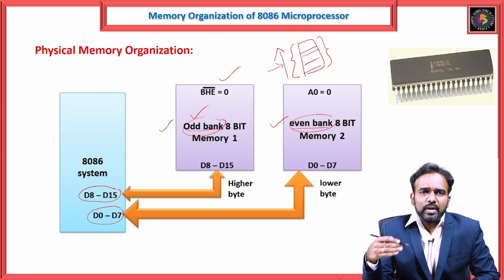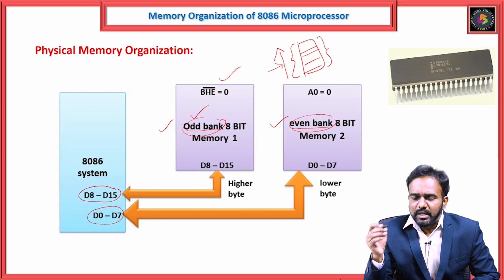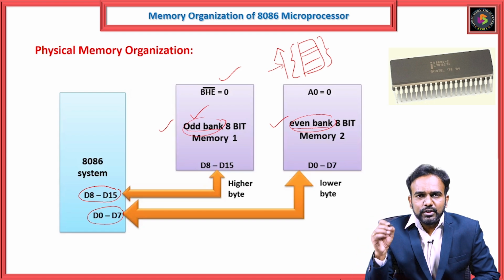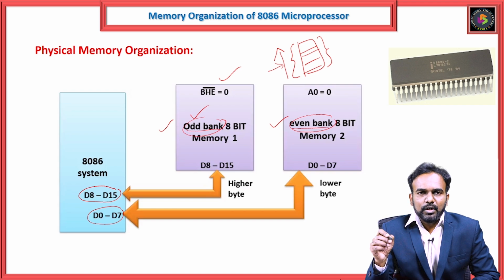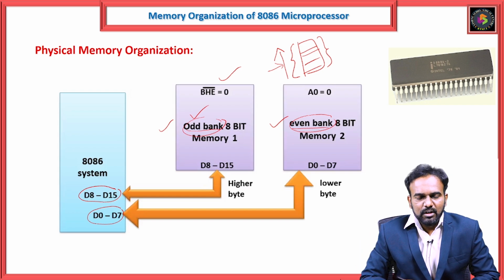Similarly, for example, whenever we are going to access data from the even bank, it is going to check only the even memory locations. Usually we can reduce the time for accessing from a particular bank. In that way, the memory is going to be organized for our 8086 microprocessor.